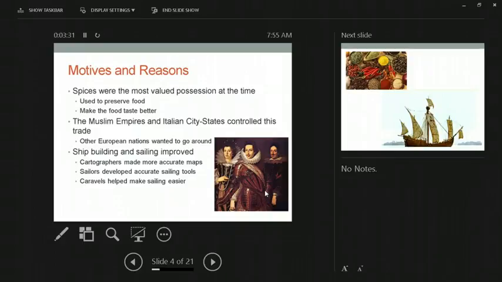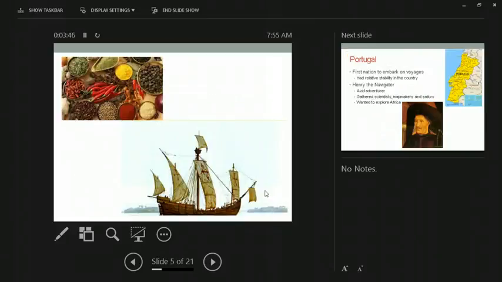And so they start building ships and they start thinking, what's the best way that we can go around the Muslim empire? Maybe let's try to go around Africa, but we don't have ships that are great enough to do that. So they started to improve their shipbuilding and their sailing. There's a nice picture of some spices up there and also of the new ships they started to build that were able to go out into the ocean and have long voyages. That is a nice picture of spices, by the way. Very nice.